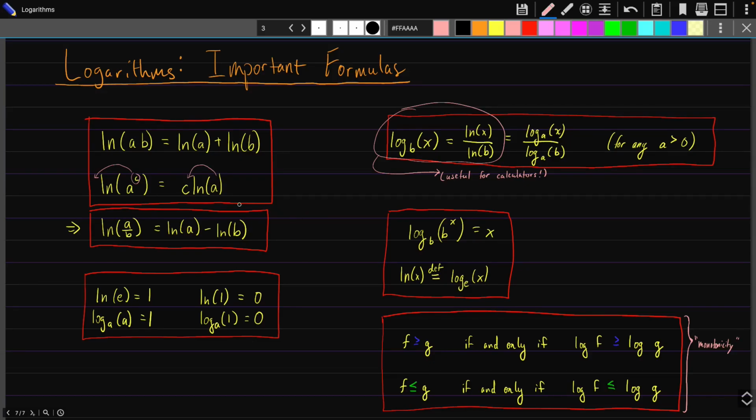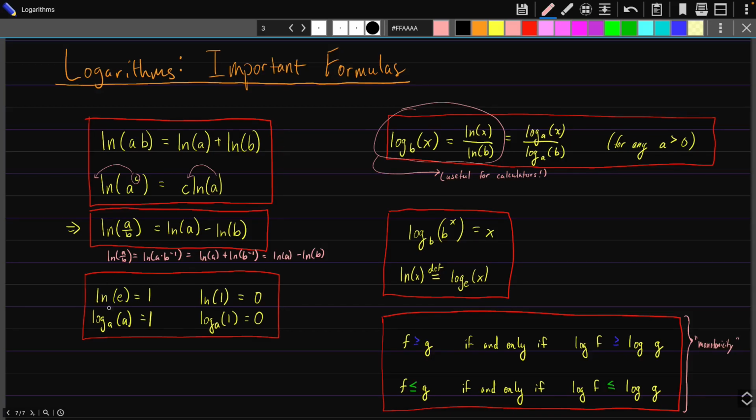And a consequence of these two formulas is that the logarithm of a over b is actually equal to the logarithm of a minus the logarithm of b. If you're curious about why that is, you can actually compute the logarithm of a over b in the following way. The logarithm of a over b is equal to ln of a times b to the minus 1 power, and that's equal to ln of a plus ln of b to the minus 1 power, right? That's by this first formula here. And then ln of a plus ln of b to the minus 1 power is equal to ln of a minus ln of b, because I'm allowed to take that power and put it out front. So that's how you can get this formula here from these two formulas here.